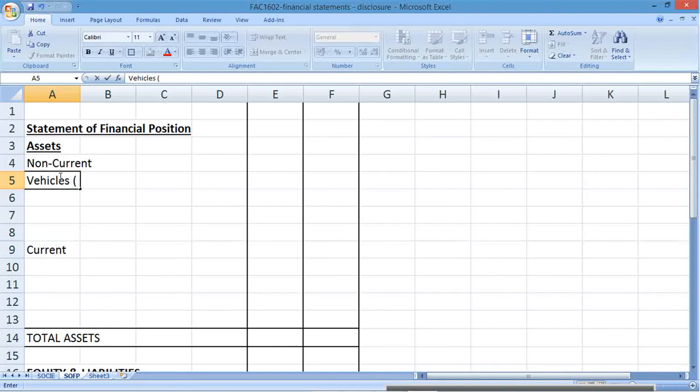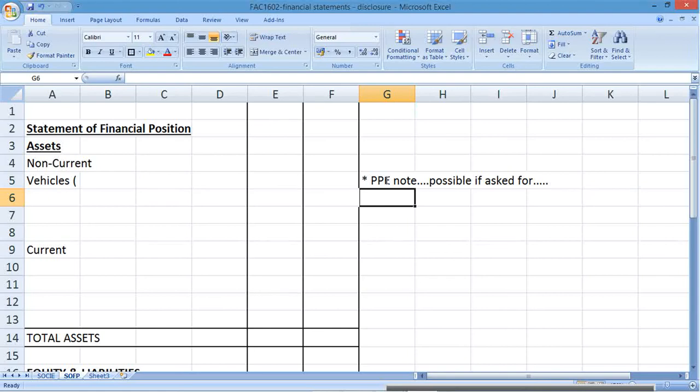Do you agree vehicles could also go somewhere else? Where? Cash flow. PPE notes. Oh, okay. Property, plant, and equipment. Okay, yeah. Possible if asked for. Okay, so just be careful with that. Sometimes they ask you for the note, sometimes they don't. Yeah. If they ask you for the note, make sure you remember what the note looks like from 1502.